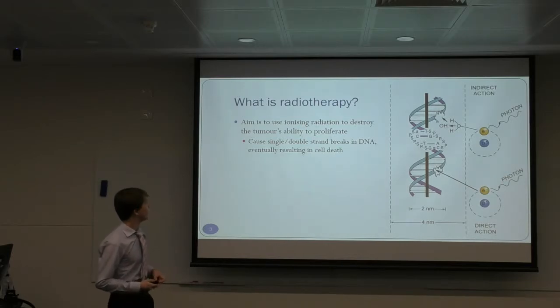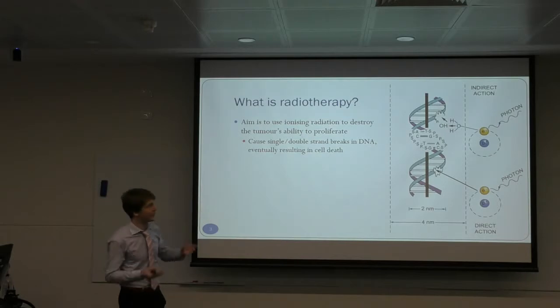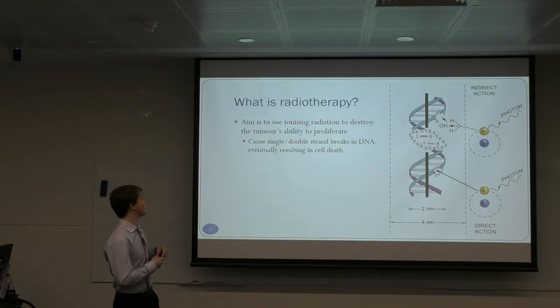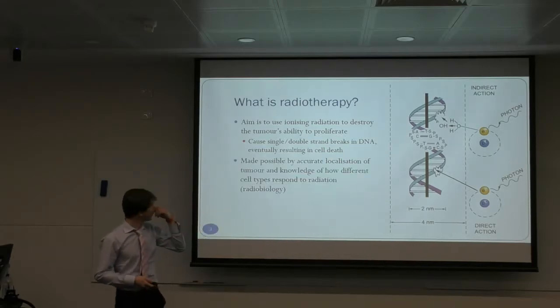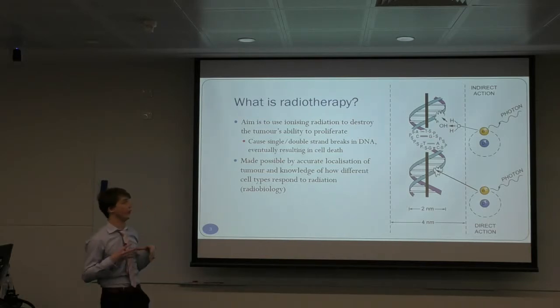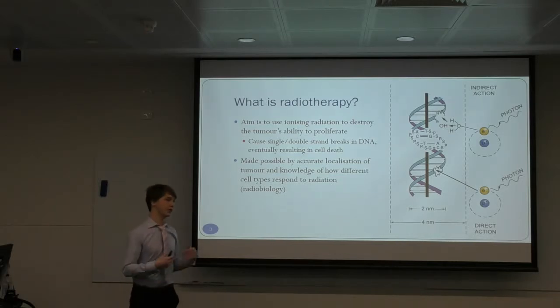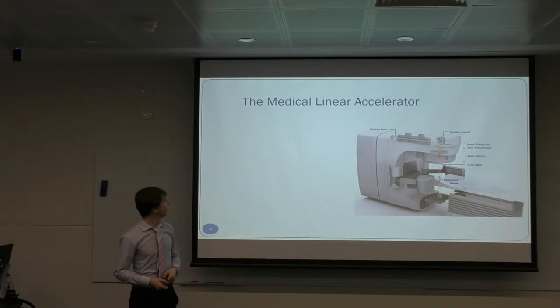And so, don't worry too much about this diagram on the right, but you do want to cause as many single and double-strand breaks in the DNA as you can, which will destroy the cells, but you don't want to hit the normal cells. So what you need is accurate localization of the tumour, and you need to know how different cell types respond to radiation. So there's two different specializations that come into that: diagnostic imaging and radiation oncology.